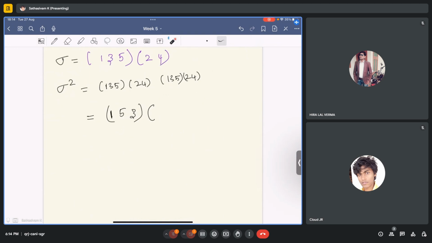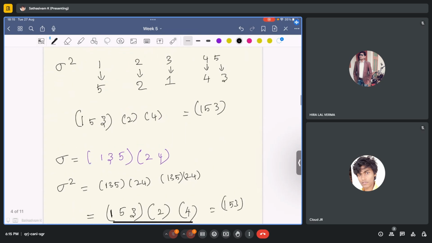Now let's look at 2. 2 will go to 4 and here 4 will go to 2. Right? So basically 2 goes to 2. Similarly you take 4. 4 goes to 2 and 2 goes back to 4. So 4 also goes back to 4. So this is nothing but (153).